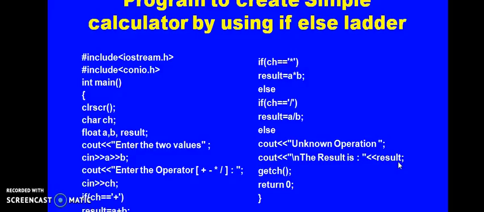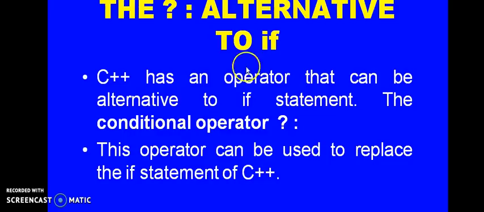And if the user inputs another symbol other than plus, minus, star or divide, then we will get this output, that is unknown operation.